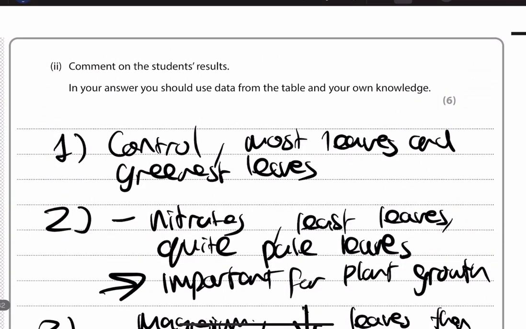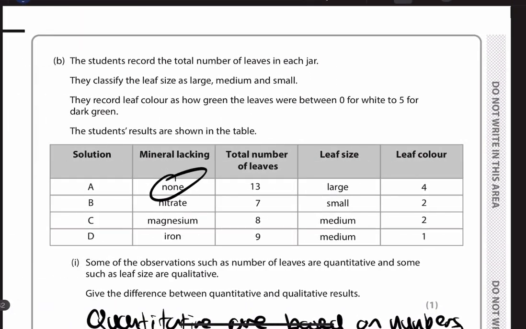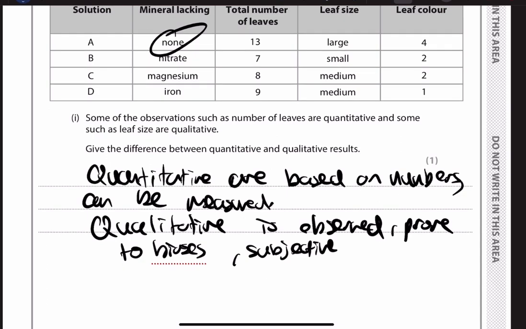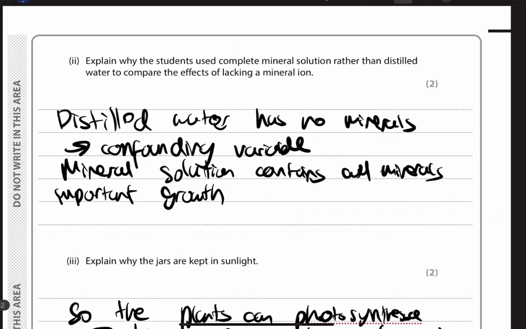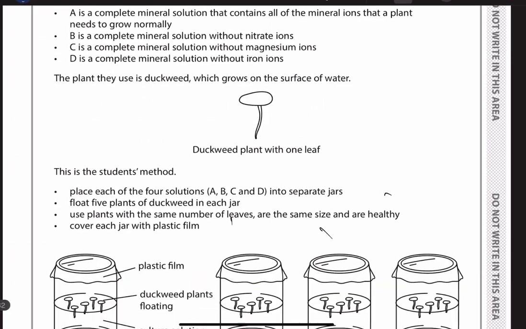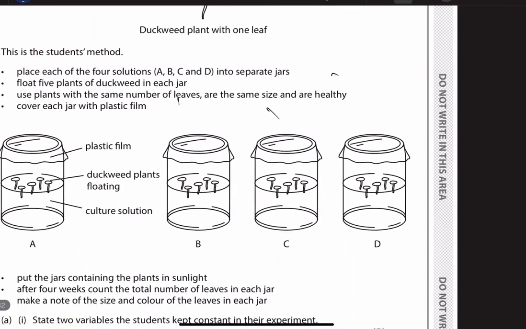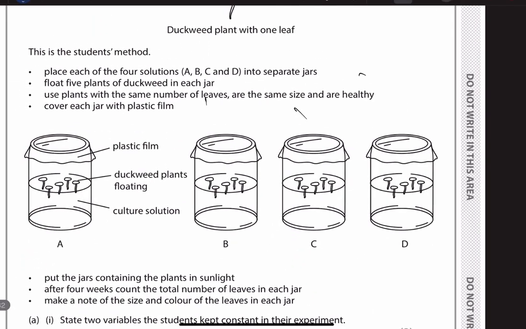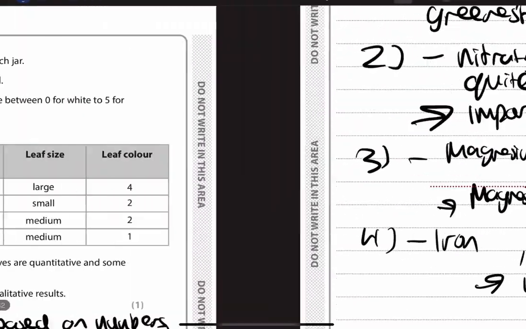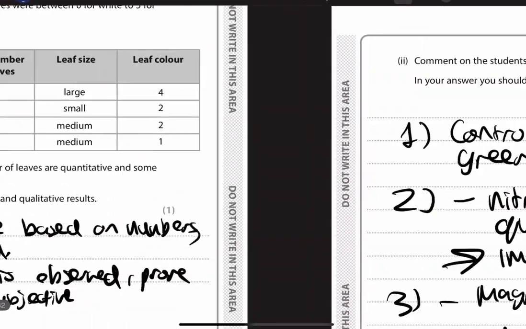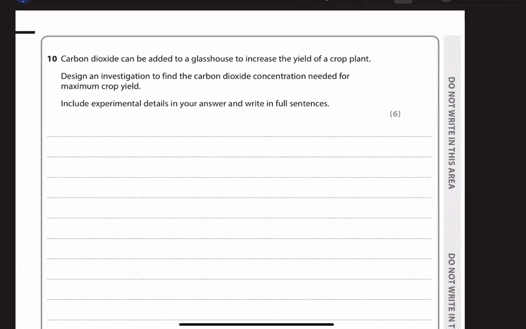Does it say discuss? Yeah, comment on the student's results. If we want to do a critique comment, we can talk about how, well, he didn't use that many plants, right? In terms of plant studies, he wanted a lot of plants. He didn't use that many plants. He was just using these four containers and 5 duckweeds in each jar. So it's not a lot of data. It's prone to a lot of types of errors. So he should really be using more plants.